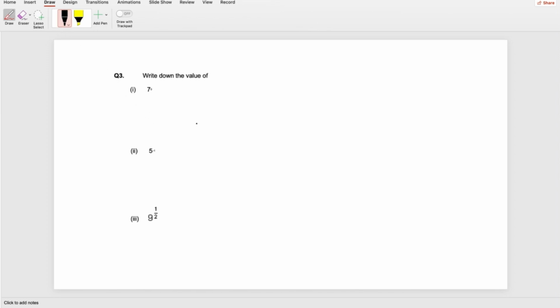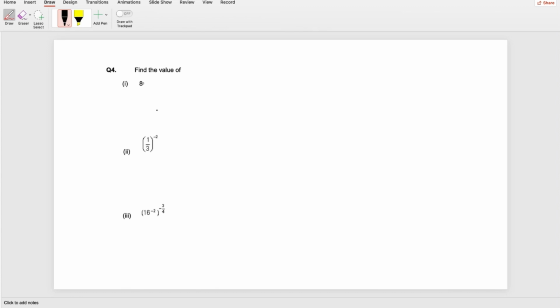Next slide. Write down the value of 7 to the power of 0. Now with this one, anything to the power of 0, so x, let's say, represents any number, equals 1. So automatically 7 to the power of 0 equals 1. Next question. 5 to the power of minus 1, very easy. Get the reciprocal, and you're done. That's it. 9 to the power of half. We did that before, which is square root of 9, which is plus or minus 3.